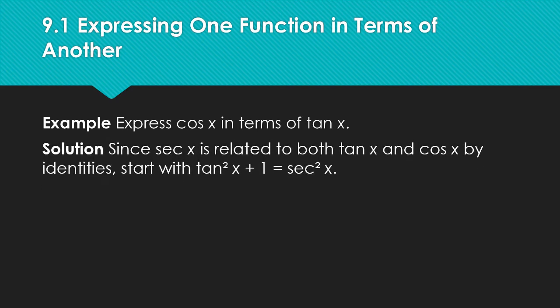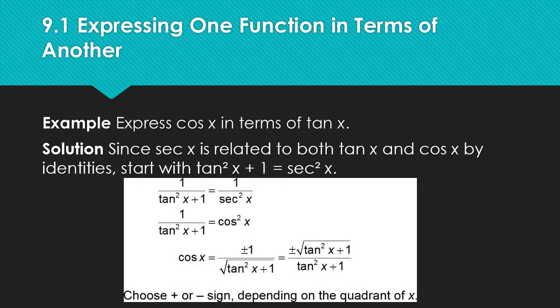Okay, secant is related to tangent and cosine. So tangent squared of x plus 1 equals secant squared of x, and we just put them in the formulas there. What they did was they said, well, if tangent squared of x plus 1 equals secant squared of x, then 1 over tangent squared of x plus 1 must be equal to 1 over secant squared of x.